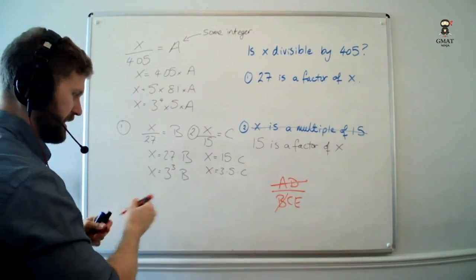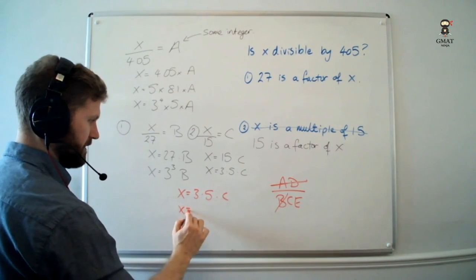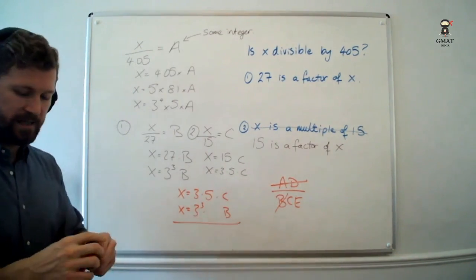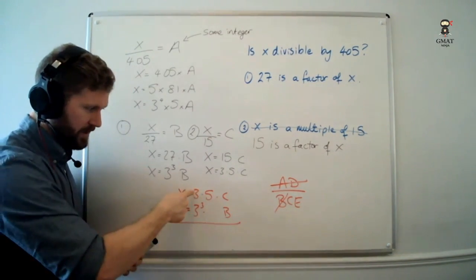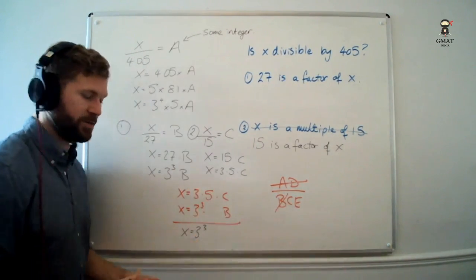So like we did before, I'm going to line them up one on top of the other, 3 times 5 times c, and 3 cubed times, I'll put the b over there. Now, taking the highest power, I'm going to work down the list again. I've got 3 to the power 1 and 3 to the power 3, so the highest power there would be 3 to the power 3.